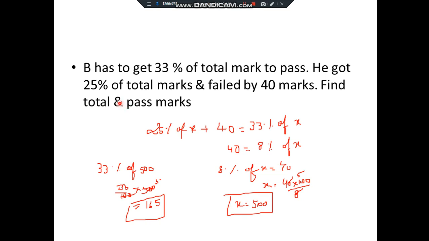Next we have to find the pass mark. Okay, pass mark we know. See, we have to find the pass mark. So total mark they have given us is 500, and pass percentage also we know, 33%. So 33% of 500 will give the pass mark. So 33 by 100 into 500, which is 165 marks. Hope you understood. Next question.